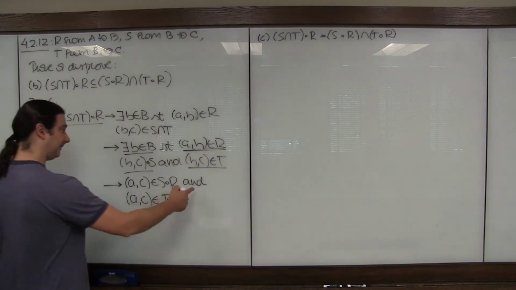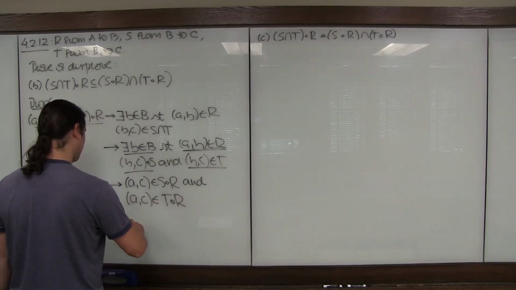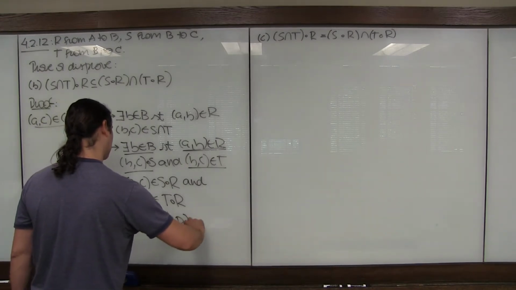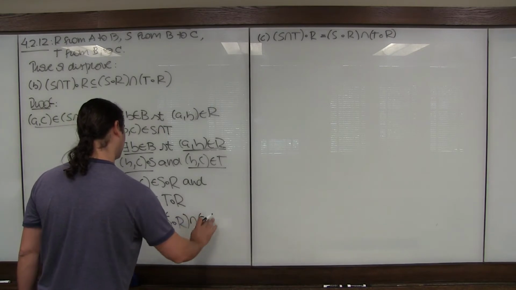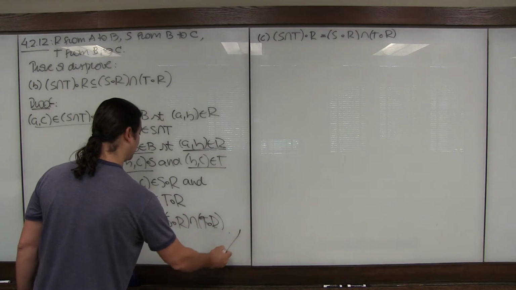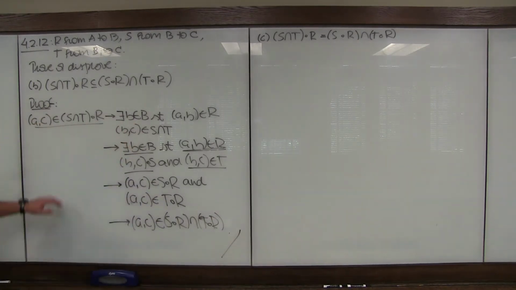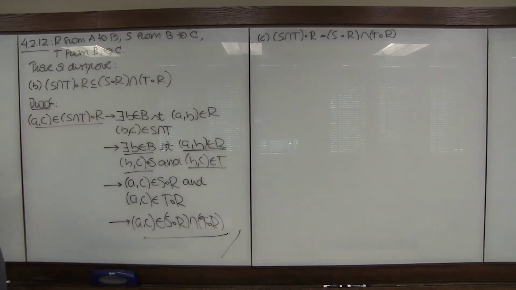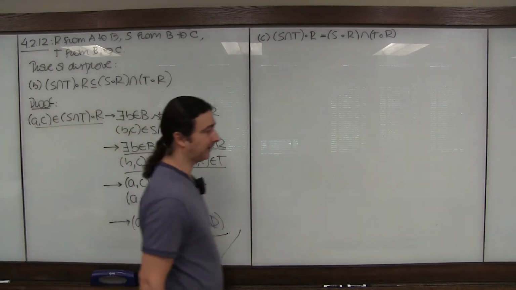So, by definition of intersection, we get that (A, C) is in the intersection of S composed with R and T composed with R, which finishes this part. Right? We took an arbitrary element of the first, and it is in the second. So that's how we prove containment.